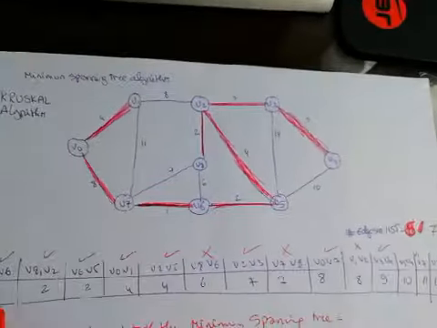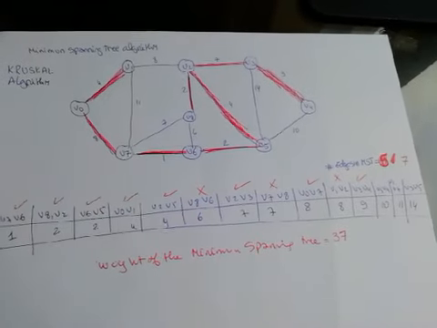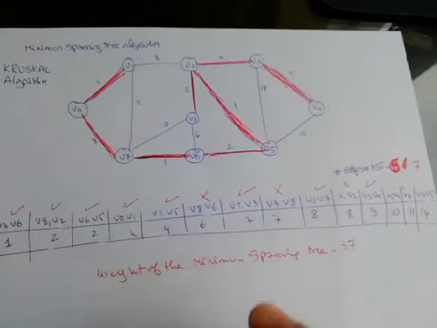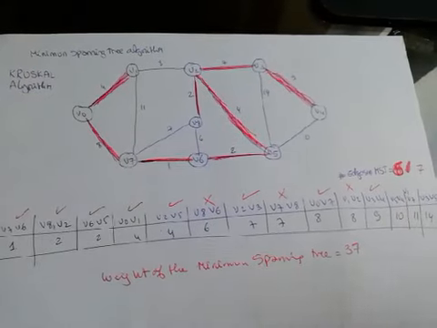So 1 plus 2, this is like the easiest way to do it. 3, 5, 9, 13, and 7, 20, 28, and 37. So this is the minimum spanning tree algorithm with 37 as a value. Okay, so this is Kruskal algorithm, the easiest way to solve the minimum spanning tree problem.